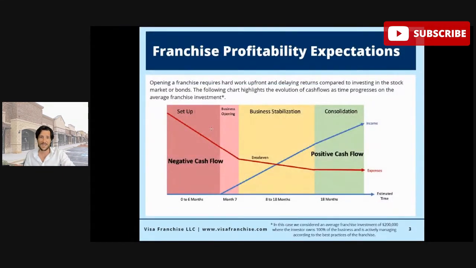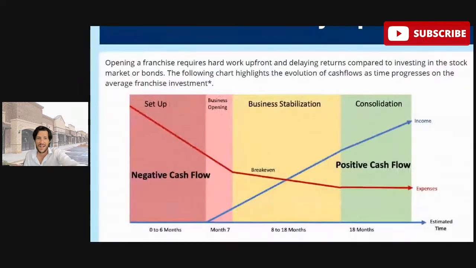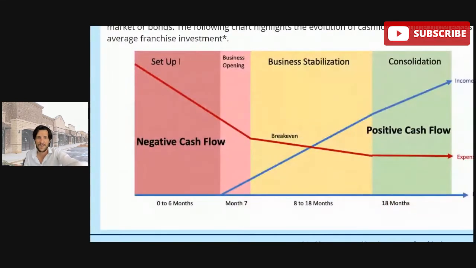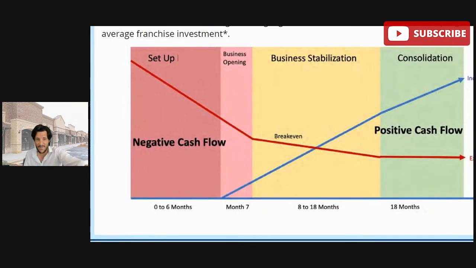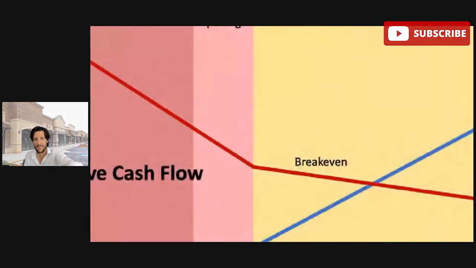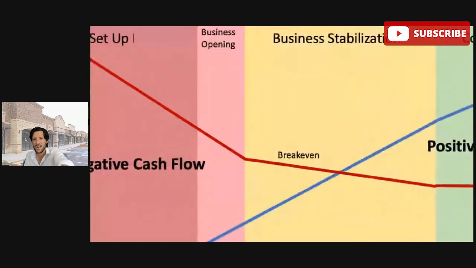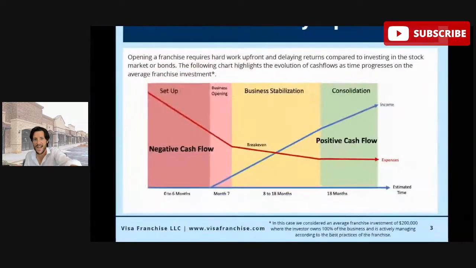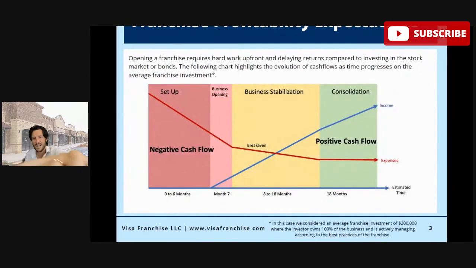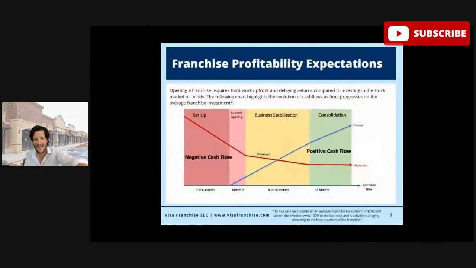So the franchise profitability expectations, this is a helpful chart that really shows the setup where you have negative cash flow, business opening, business stabilization in the yellow, you have the break-even point, and then you go to consolidation where you have positive cash flow. And in blue, you have the income going up, expenses going down.